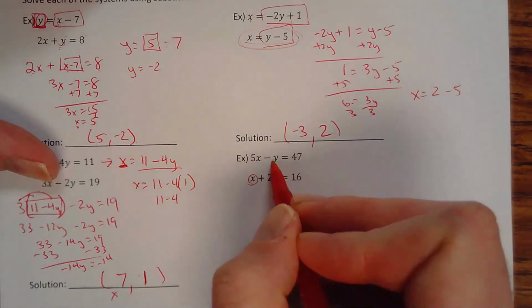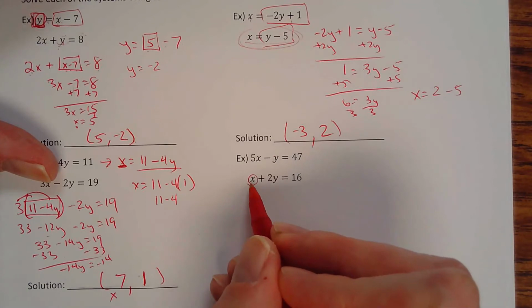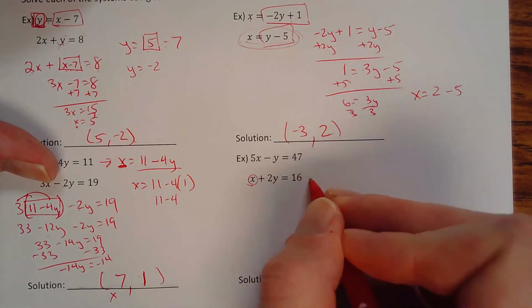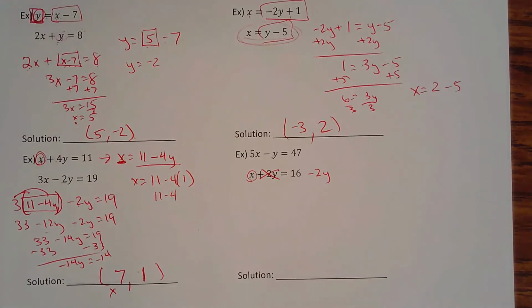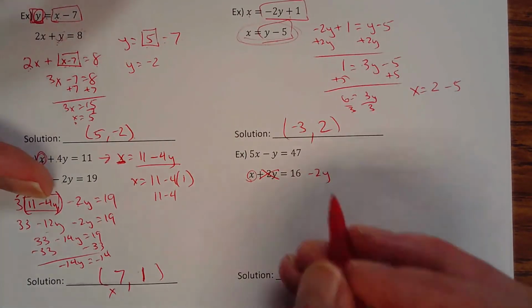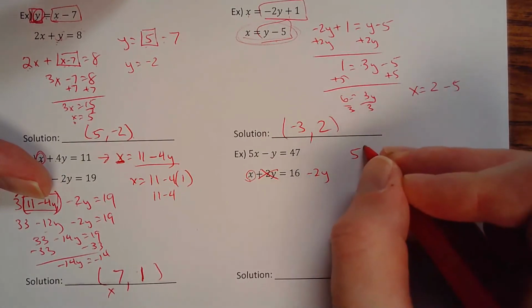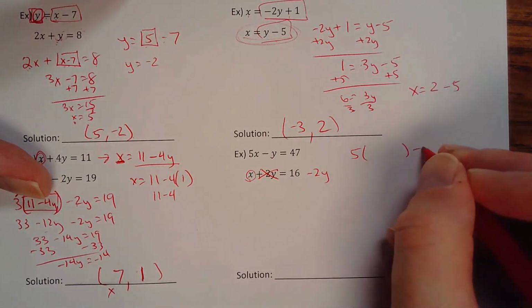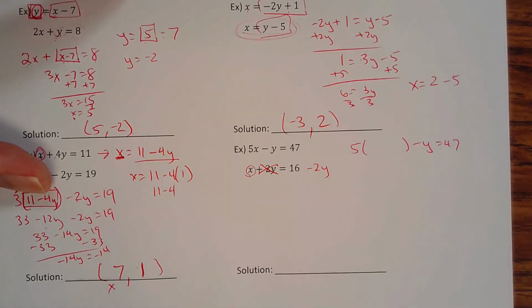Okay, now that y is almost by itself, but it's a negative. You could do that if you want. I'm going to do this one because this is a positive. So I'm going to bring the 2y over. So it would be x equals 16 minus 2y. So in the first equation, up here, I've got 5, I'm going to leave a space, minus y equals 47. So I took x out and left a big space in there for x.